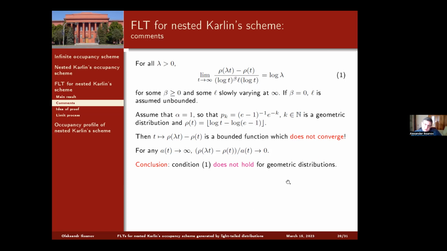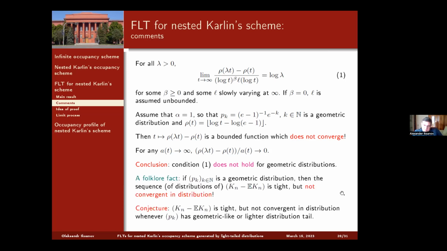The issue with geometric distribution is not a weakness of our theory. The following fact belongs to the folklore. If pk is a geometric distribution, then the number of occupied boxes kn minus its expectation forms a tight sequence which doesn't converge in distribution. More precisely, there are various subsequences along which one obtains different distributional Gumbel-like limits.